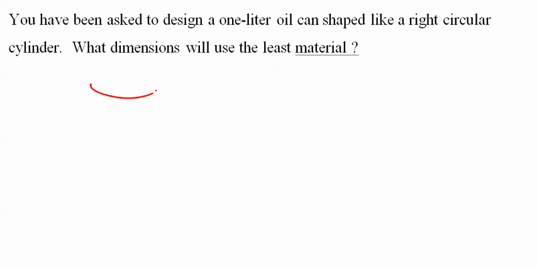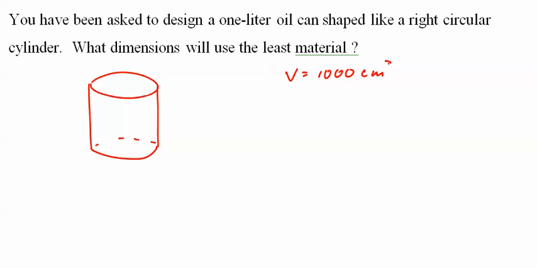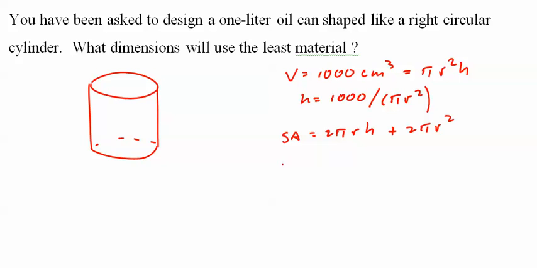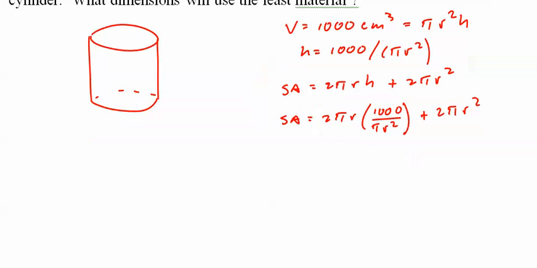But another one: we've got a 1 liter can, which we're going to call 1,000 cubic centimeters. And that's pi r squared h. And then we've got the surface area that we want to minimize, which is 2 pi r h plus 2 pi r squared. That's the outer piece, and then that's the two ends. So we're going to solve this one up here because we want to minimize the surface area. For h, we'll get h equals 1,000 over pi r squared. And then we say surface area equals 2 pi r times 1,000 over pi r squared plus 2 pi r squared. So we're going to find the radius first.